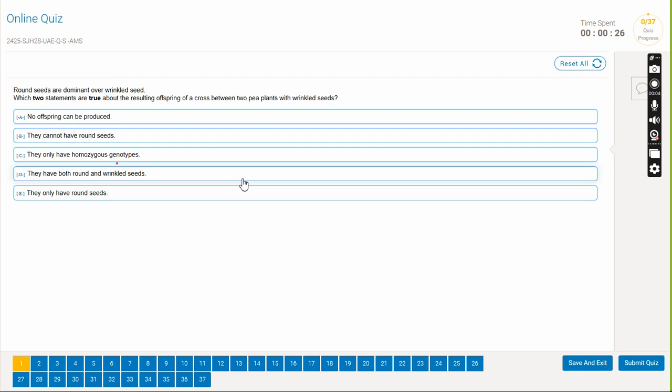Let's start. Round seeds are dominant over wrinkled seeds. What does that mean? They have already told us the dominant seeds are round and the wrinkled seeds are recessive. So now what we have to keep in mind here, let's continue with the question.